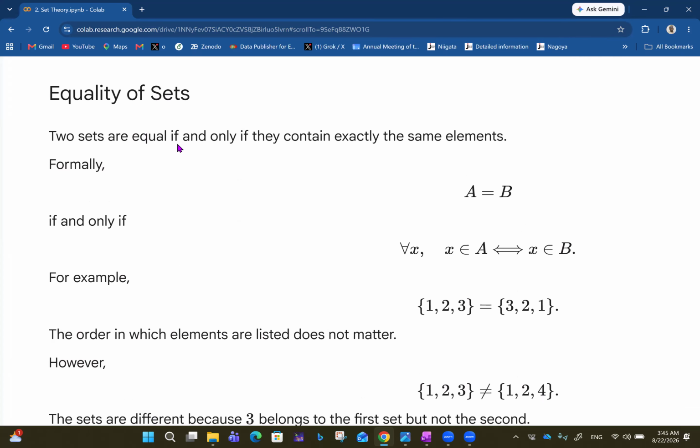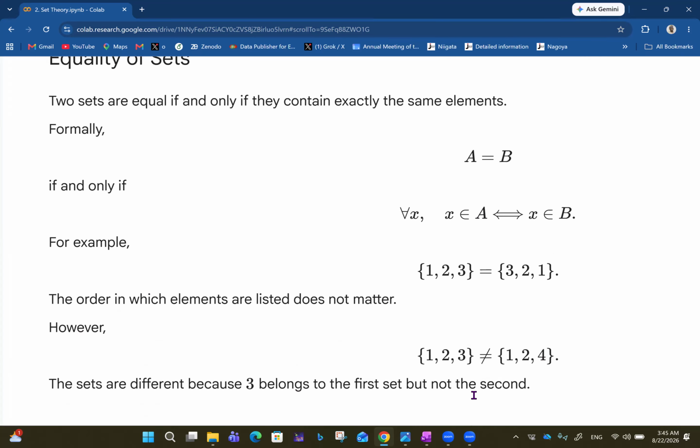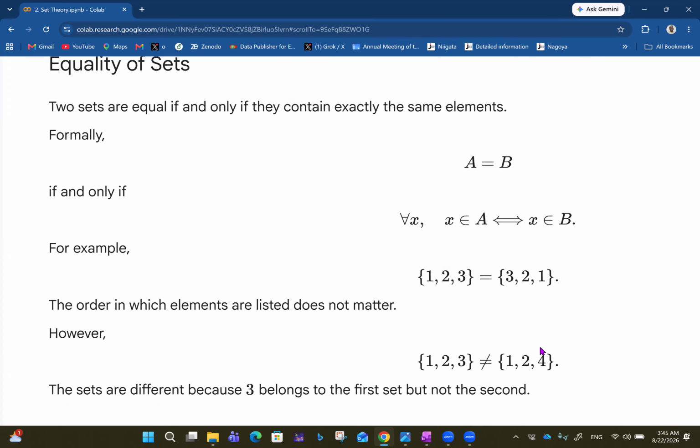Then we talk about equality of sets. Two sets are equal if and only if they contain exactly the same elements. Formally, set A equals set B if and only if for every x, x belongs to A implies that x also belongs to B, and vice versa. So for example, {1, 2, 3} is the same as {3, 2, 1}. The order in which elements are listed does not matter. However, {1, 2, 3} is not the same as {1, 2, 4} because there's a difference here. The sets are different because 3 belongs to the first set but not the second.